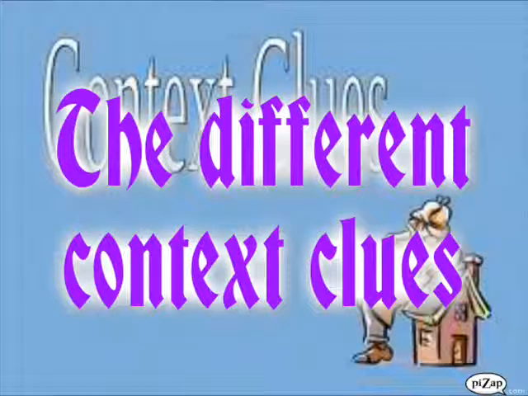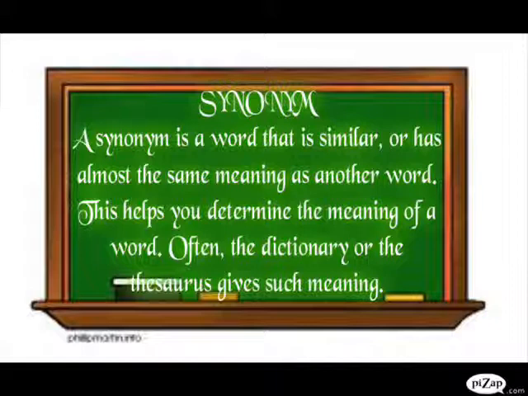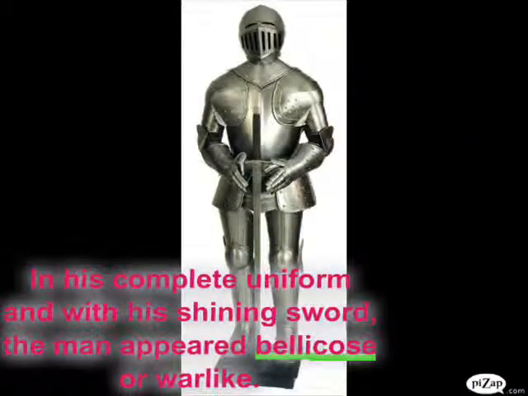There are different context clues, and these are synonym. A synonym is a word that is similar or has almost the same meaning as another word. This helps you determine the meaning of a word. Often, the dictionary or the thesaurus gives such meaning. For example, in his complete uniform with his shiny sword, the man appeared bellicose or warlike. The unfamiliar word is bellicose. Because of the word or, we can say that the meaning of the word is warlike.